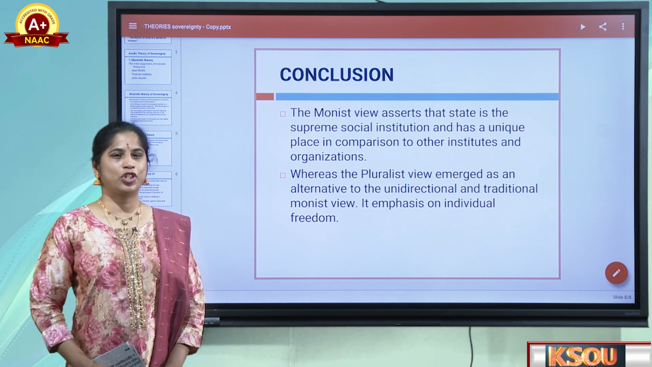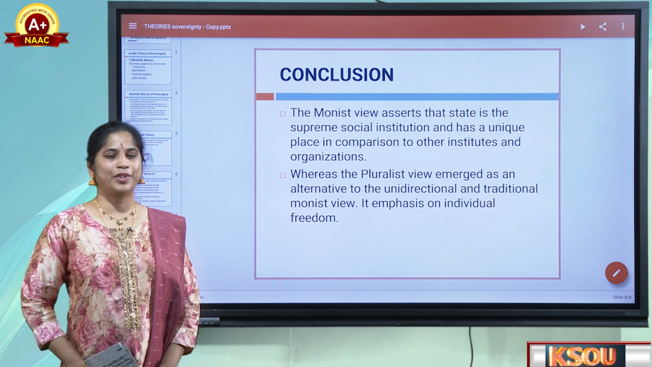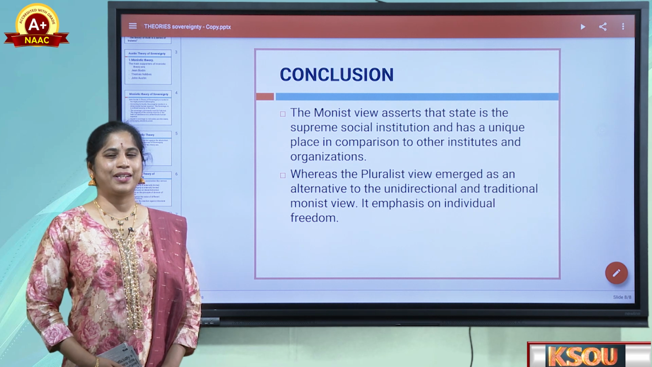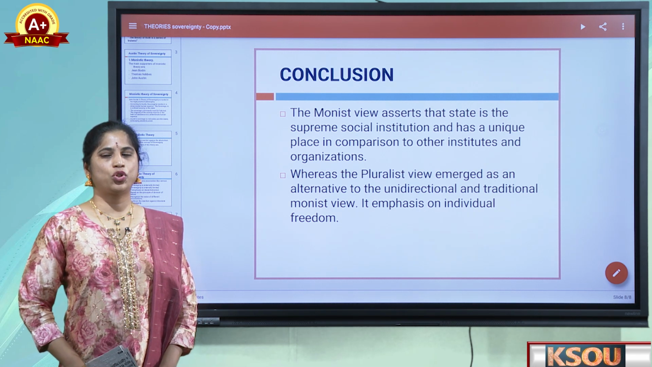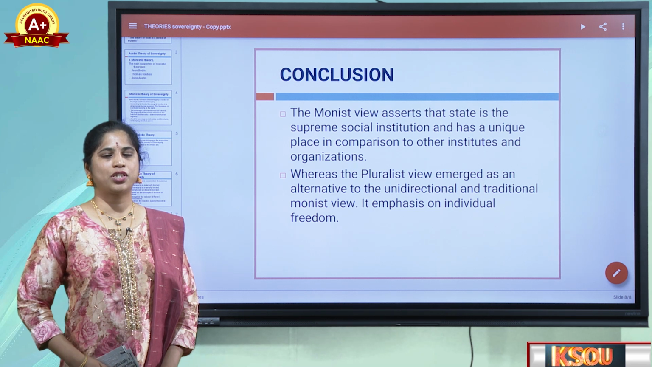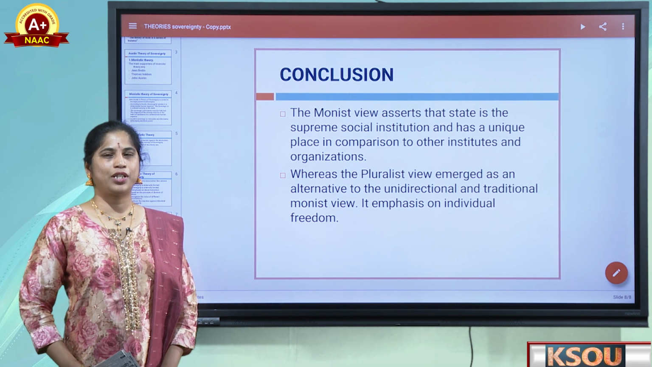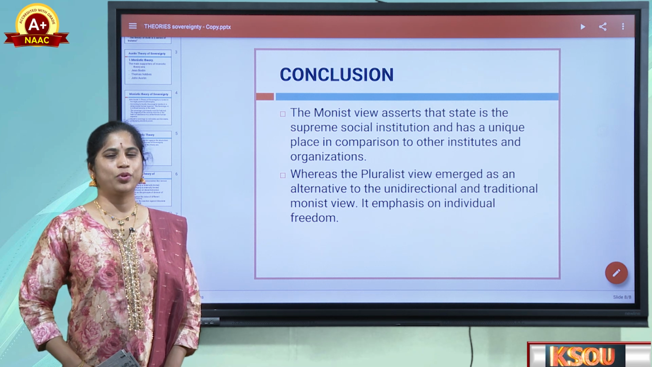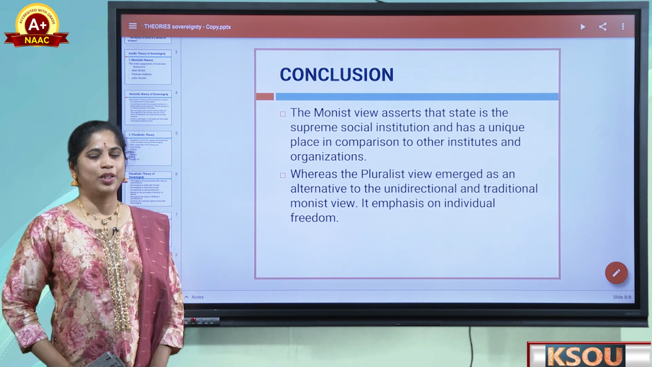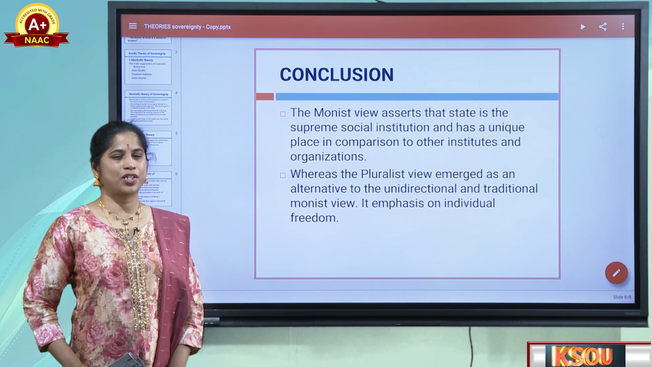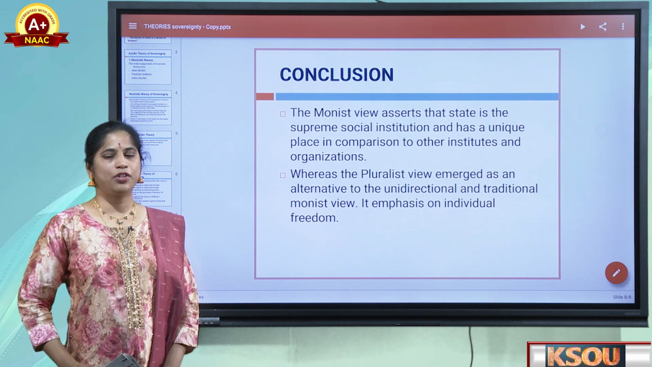So, with this we can conclude this whole discussion. We have discussed two important theories here. In accordance with that, we can sum up by saying that the monist view considers the state the supreme social institute, which has a unique place among the other institutions and organizations, as we have already mentioned. Whereas the pluralists' view brought an alternative to the unidirectional traditional views of monists. So it emphasizes individual freedom.